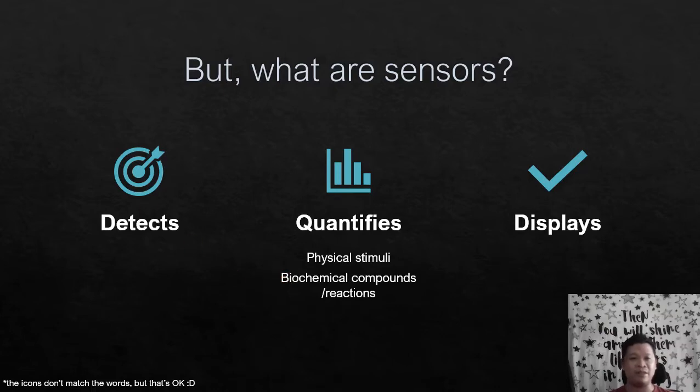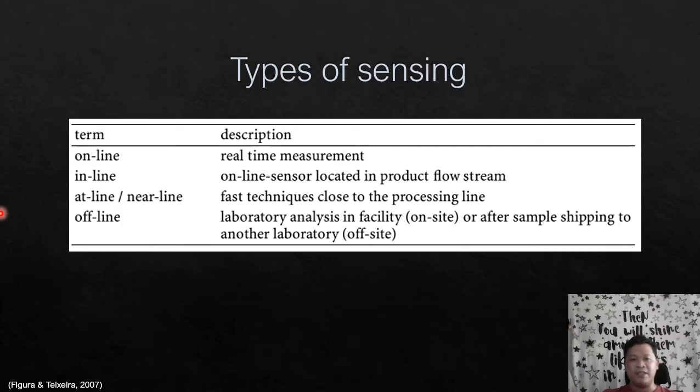are sensors. So there are different types of sensors based on how fast they can provide results or where they are. So online simply means that there's a real-time measurement. So this could be like your thermometers that could display changes in temperature in maybe a second or less, or weighing scales. We have inline sensors, which are online sensors but located in the product flow stream.